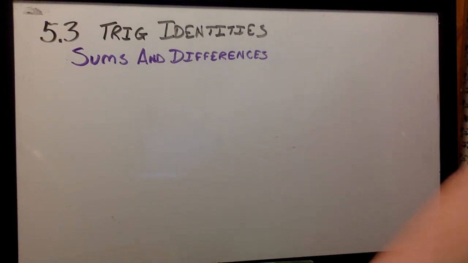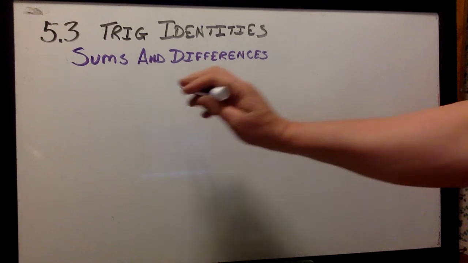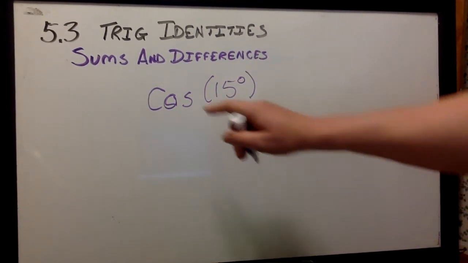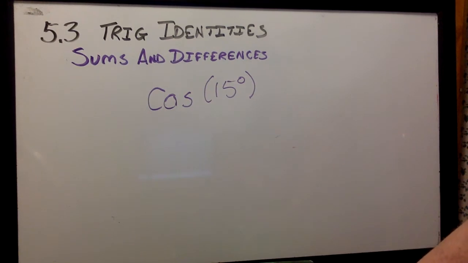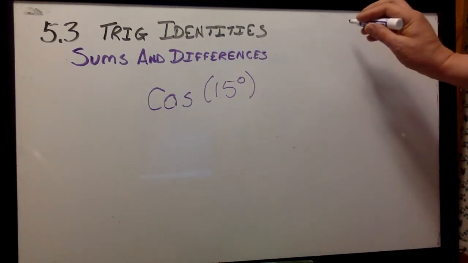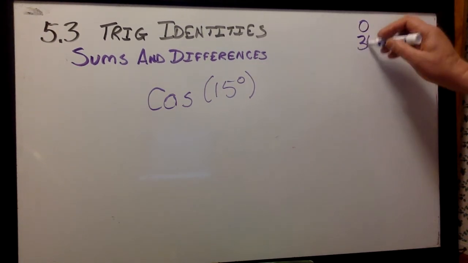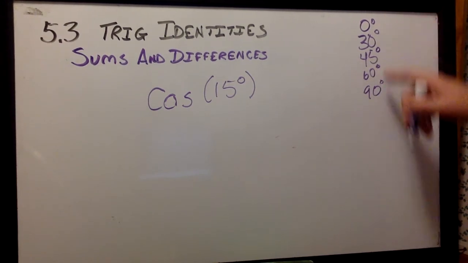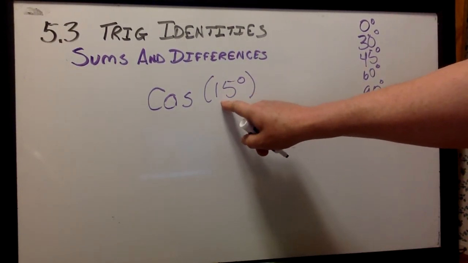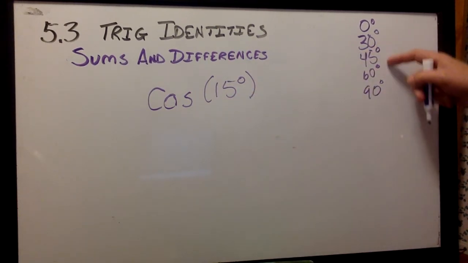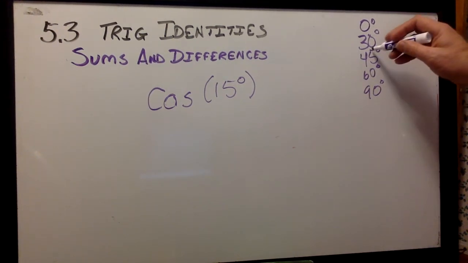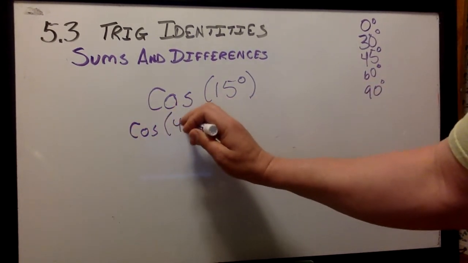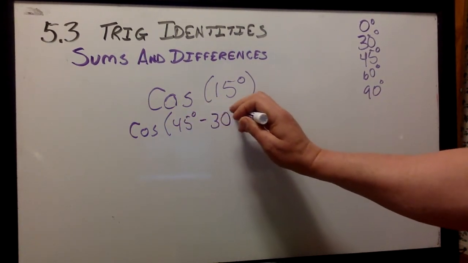All right, so we have some practice problems. First one is, what is the cosine of 15 degrees? In this problem, you are not allowed to use a calculator. So you have to think of what two numbers from our chart, 0, 30, 45, 60, and 90, those are the ones we know, add or subtract to give you 15. Well, 45 take away 30 is 15. So I could rewrite this as the cosine of 45 degrees minus 30 degrees.